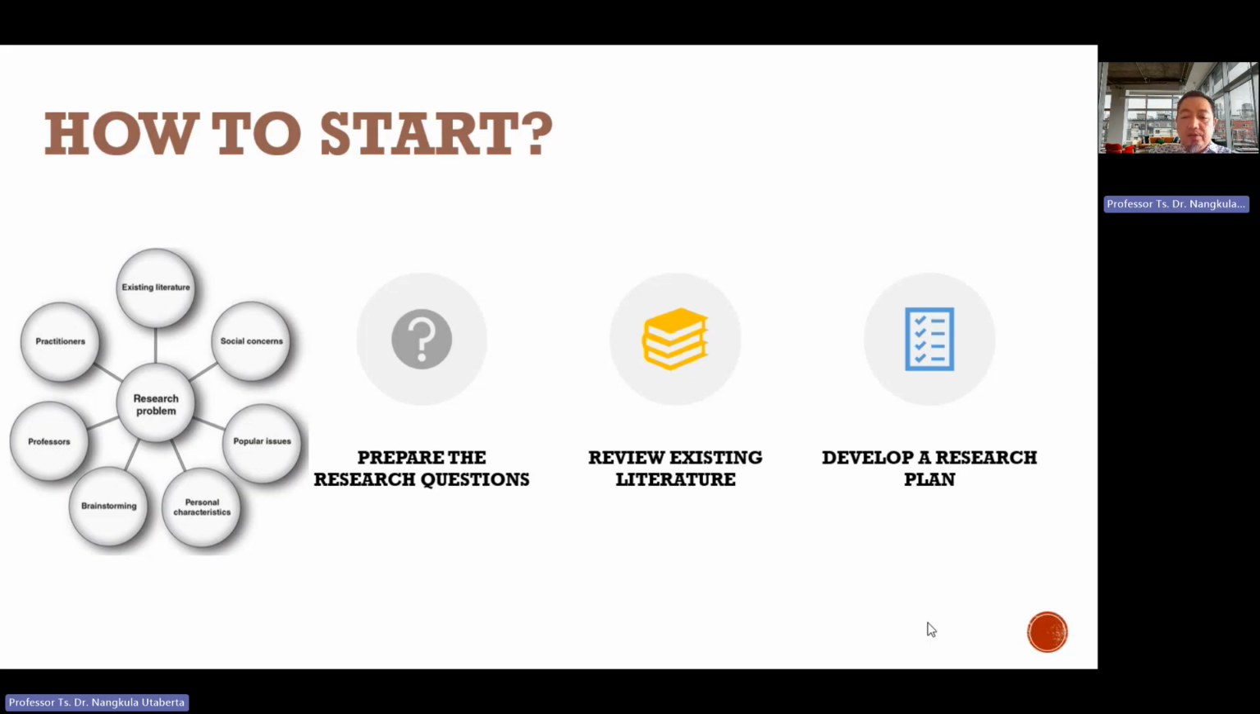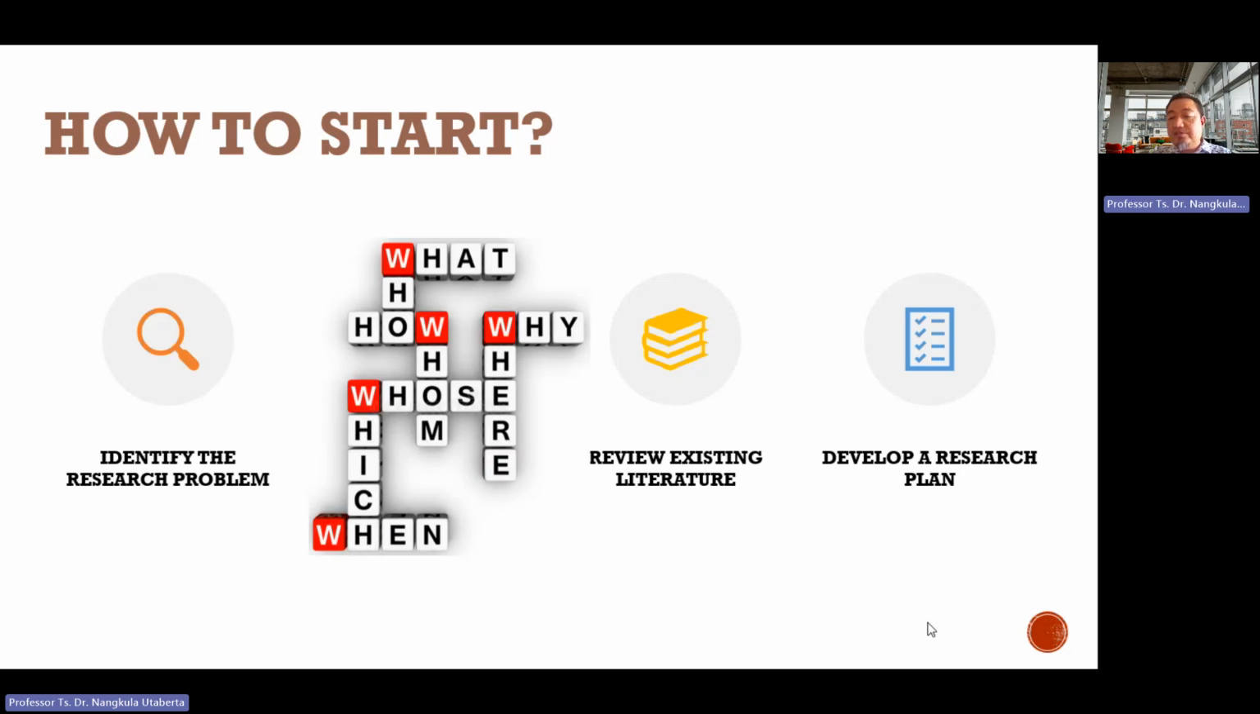Okay, so next, after you identify the research problem, you need to prepare the research questions. Research questions are normally defined by the five Ws, and of course you have how. What, why, whom, whose, when, which, and at the end, of course, you need the how. You need to prepare the questions. My suggestion for your papers, try to focus on only one or two research questions, maximum two. My advice is to go for only one, specific.